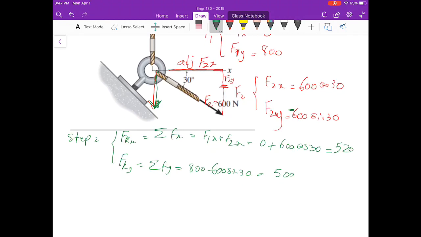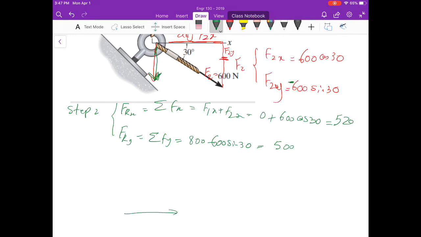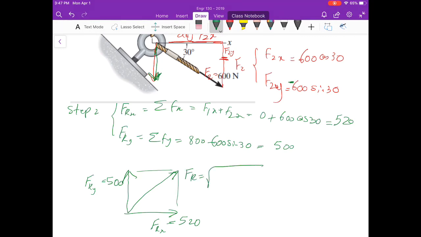So in order to see what's going on, I'm going to picture it like this. On the x, I have 520. On the y, I have 500. We know from Pythagorean that the resultant of these two, which is FR, is the square root of FRx to the power of 2 plus FRy to the power of 2, which is equal to the square root of 500 to the power of 2 plus 520 to the power of 2.